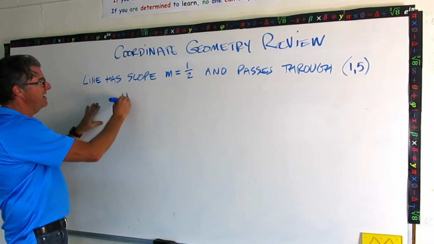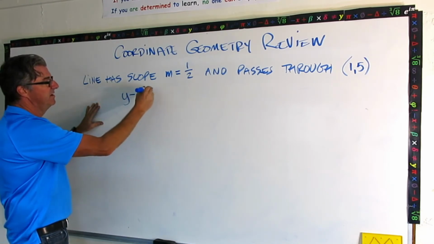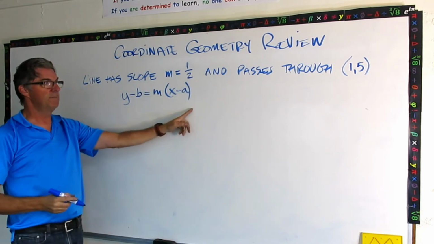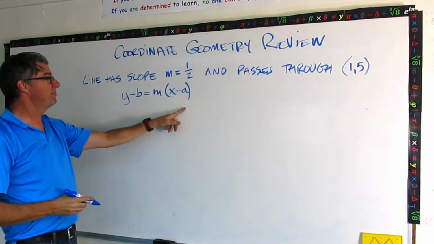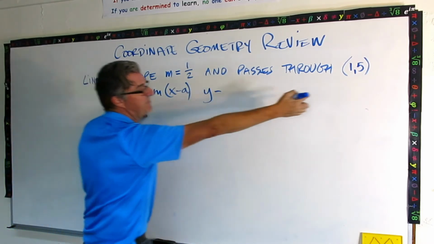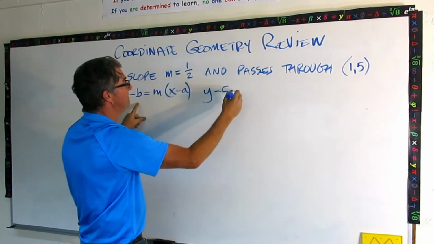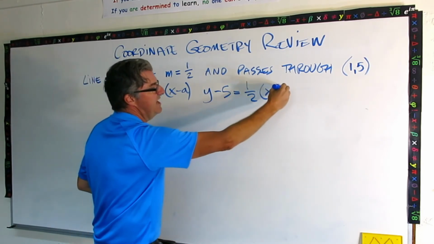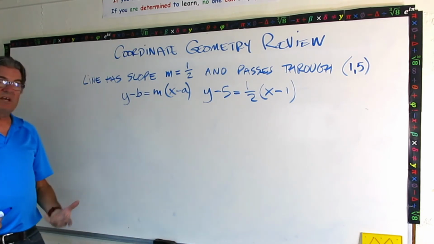So here is my equation form. This is the point-slope form. This is all ready to start doing some plugging in. So I'm going to get y minus b, that's my 5, equals m, which is 1/2, times (x minus a), which is 1. So that's my plug-in step.